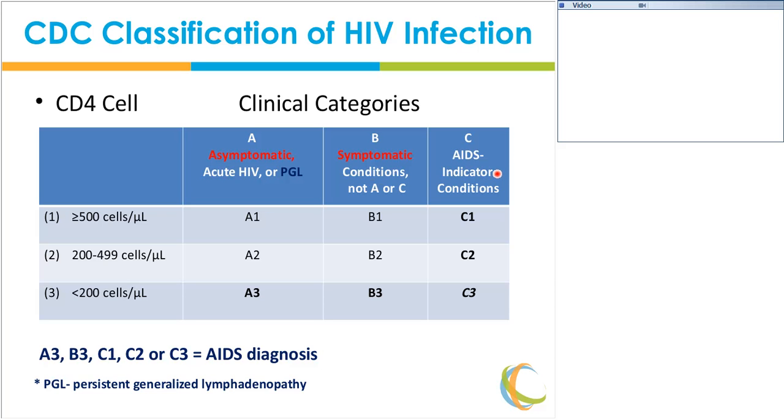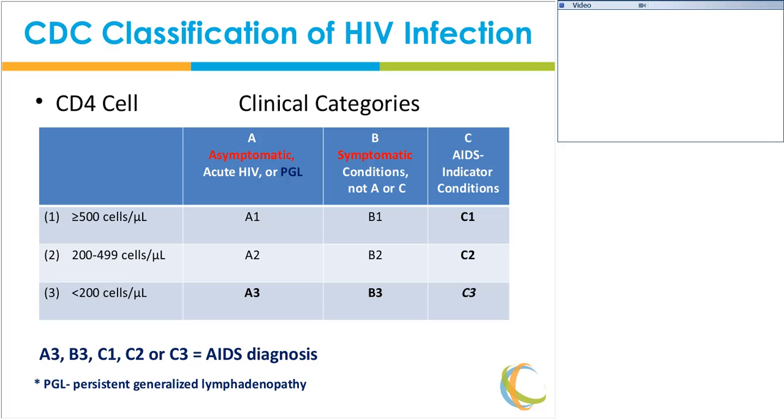An example: anyone with a CD4 count of less than 200 now and forever is going to have a diagnosis of AIDS. So on this entire bottom tier, the folks with a CD4 count of less than 200, whether they're asymptomatic, they'll be an A3. Whether they have a symptomatic condition with less than 200, they're a B3. And then all of the categories in column C, C1, C2, C3, will have an AIDS diagnosis. And that's contained here again as a summary in this particular area of the slide.